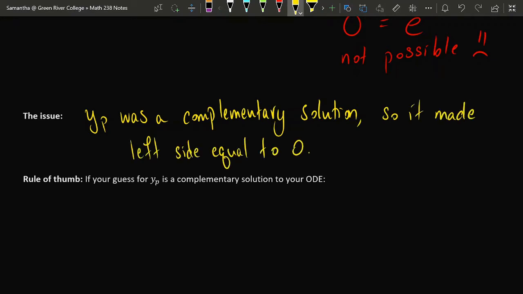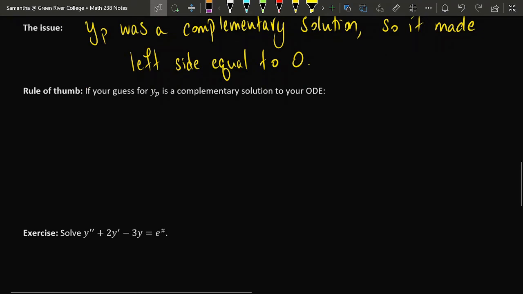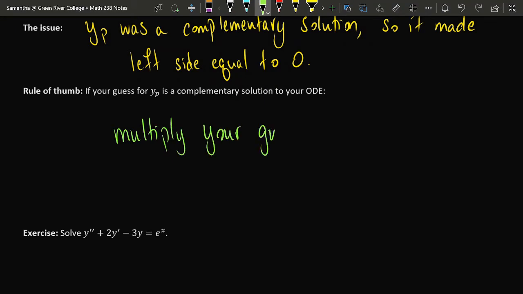So what happens if the recommended guess for y sub p turns out to be the same thing as a complementary solution? If your initial guess for y sub p is a complementary solution, then multiply your guess by x. Multiply your guess by x, and then try your guess again to see if you can get it to work.